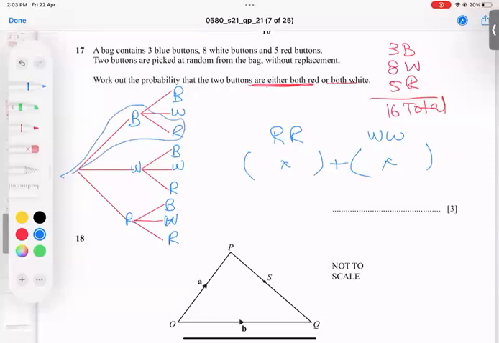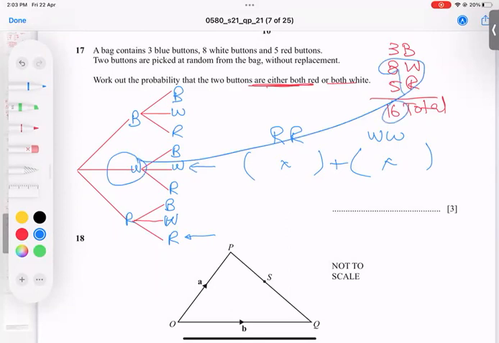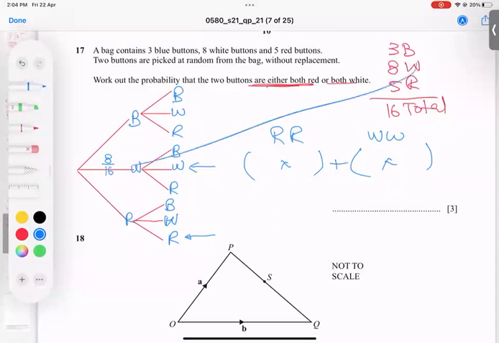So red, red. Where's the red, red? If you look carefully, red, red is this branch. And he said further, white, white. So white, white is here. What are the chances of white first? 8 out of 16. I am writing 8 out of 16. When you bring one white out, one from 16 is out. So naturally from here 1 less, 8 minus 1, and from here 16 minus 1. Here I got 7, here I got 15. So 7 out of 15.